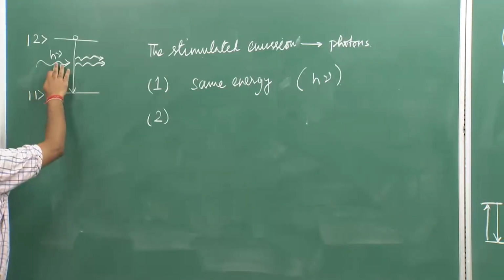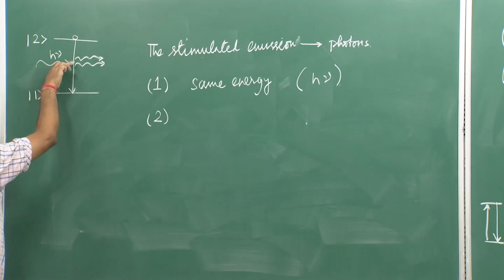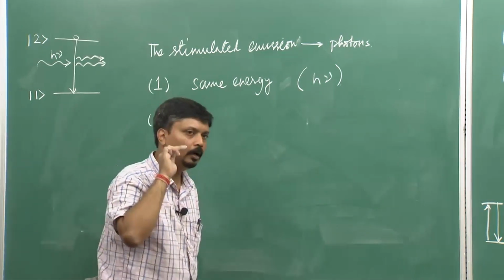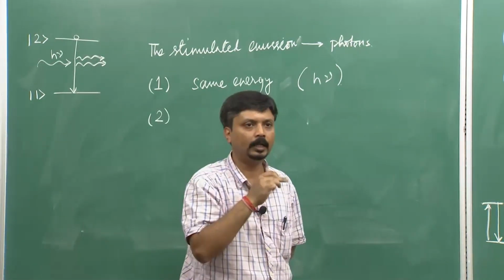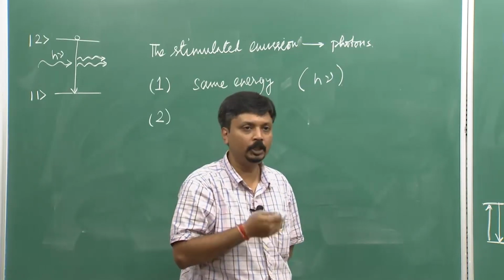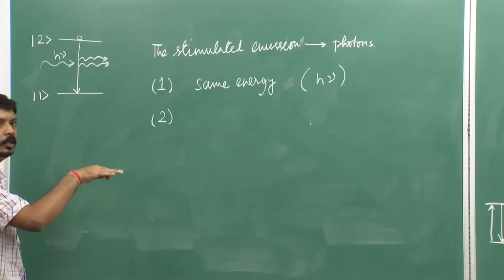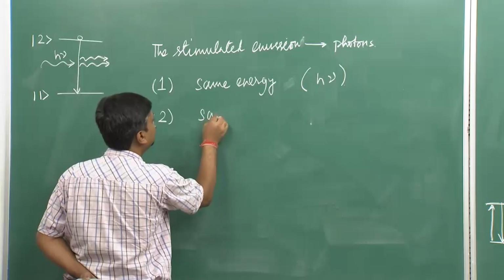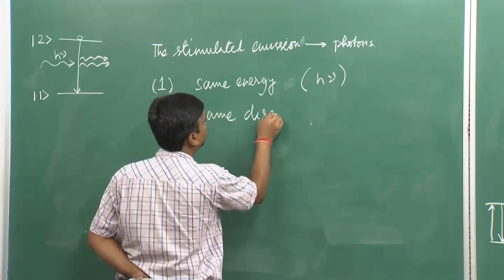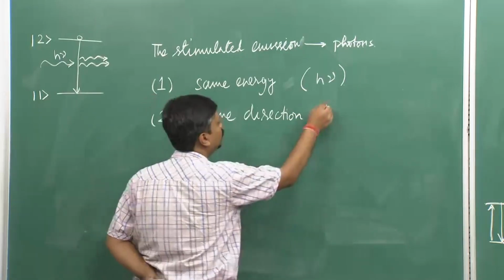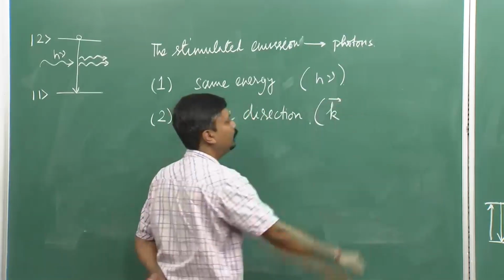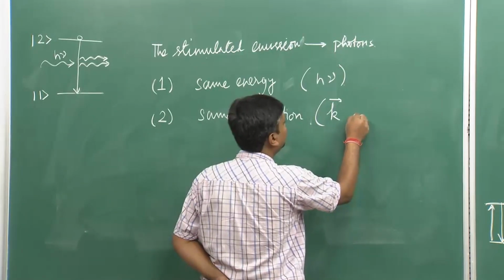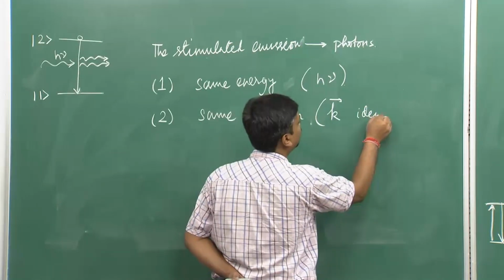Now, from this interaction, if the photon is coming, it will also take the outgoing photon that is actually coming due to emission along with it. So, their direction is the same. The outgoing photon will have the same direction. If I write the direction of the photon by the wave vector k, then k is the same as that of the incoming photon.